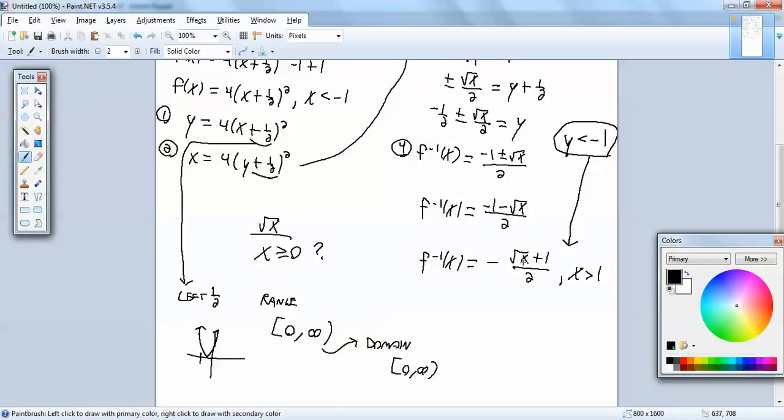Because if I put 1 in here, square root of 1 is 1. 1 plus 1 is 2. 2 divided by 2 is 1. So that's where you get this at. A little bit tricky on that.